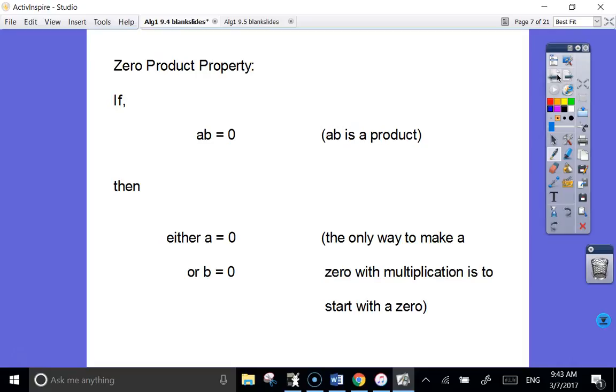What's that? Could it be both of them? Yeah, it could be, but all it takes is one, right? Because what's 0 times anything? 0. So the only way to make a 0 with multiplication is to start with a 0.